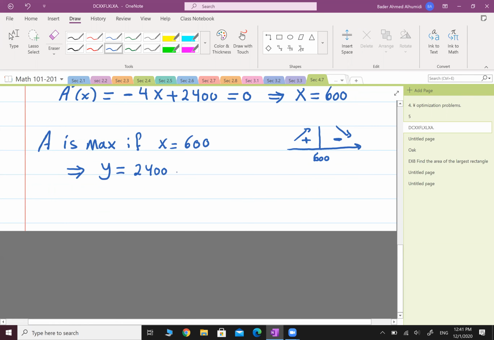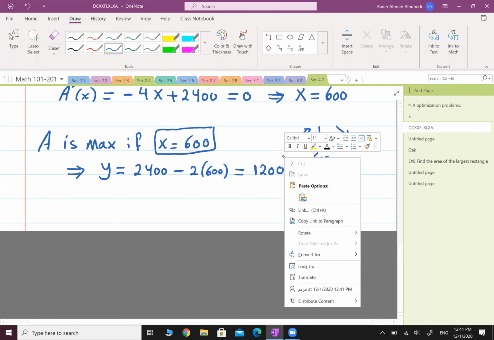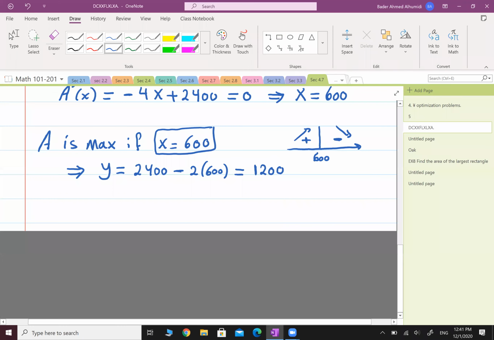2,400 minus 2 times 600. That is 1,200. The answer is 1,200. Clear? So this is the x and this is the y value here. 1,200 is equal to y.